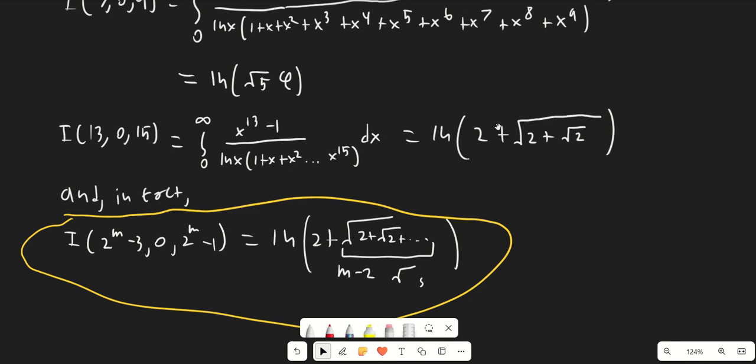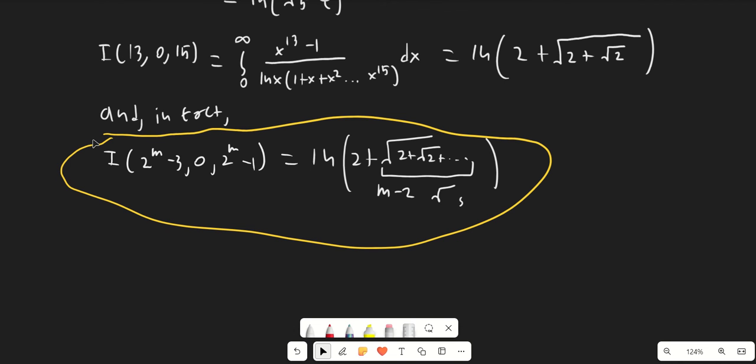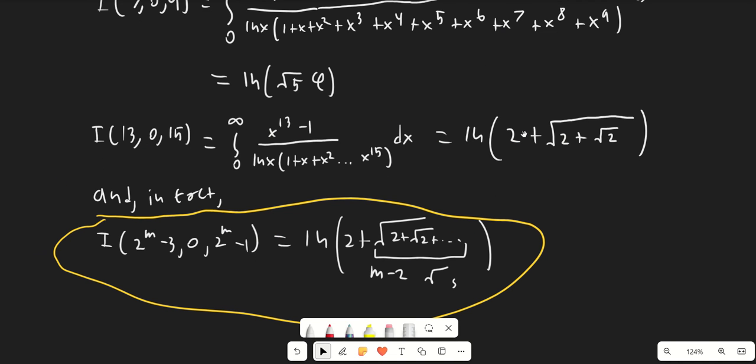And in fact, we can extend this because of the weird properties of cosine theta over 2. If we let m be any positive integer greater than 1, we get I of 2 to the m minus 3, 0, 2 to the m minus 1, is natural log of 2 plus square root 2 plus square root 2 plus square root 2 plus square root 2, such that we have m minus 2 square roots, which I just think is absolutely crazy. I mean, if someone showed you one of these integrals, would you guess that this was going to be the result? No, of course not.